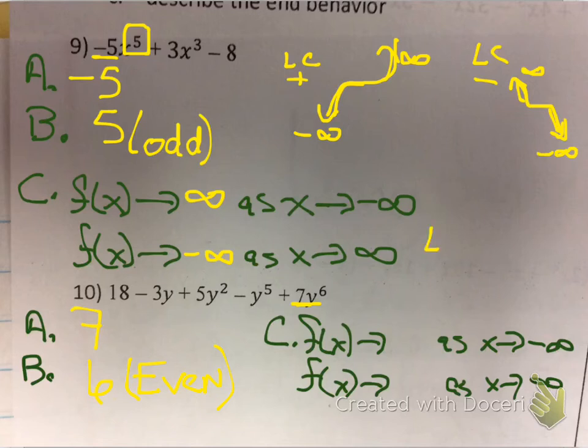They either both go up or they both go down. If the leading coefficient is positive, they both go up to positive infinity. If the leading coefficient is negative, they both go down to negative infinity. So this one is positive. This number here is positive, so they're both going up. Okay, so there's that. It's not too hard, not too bad.